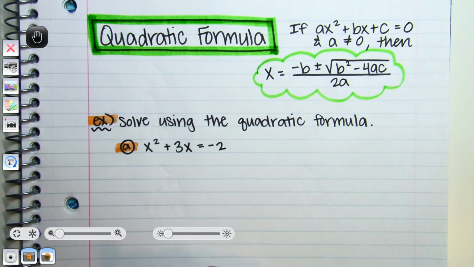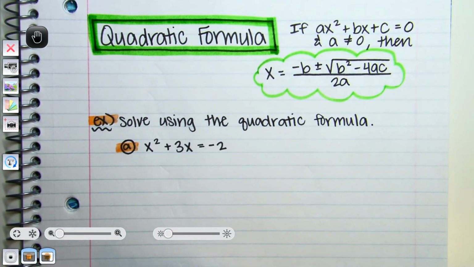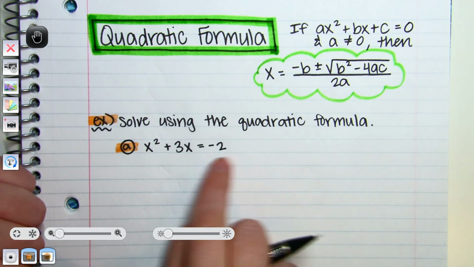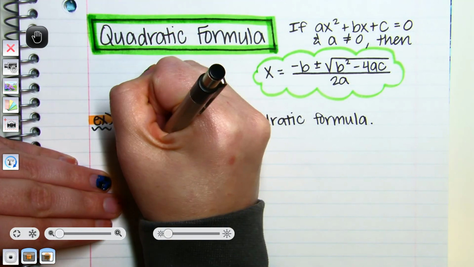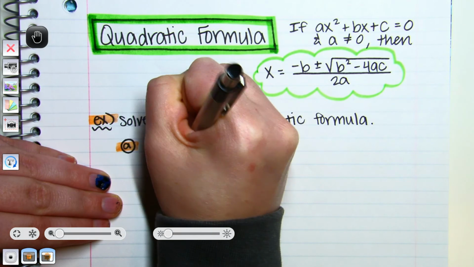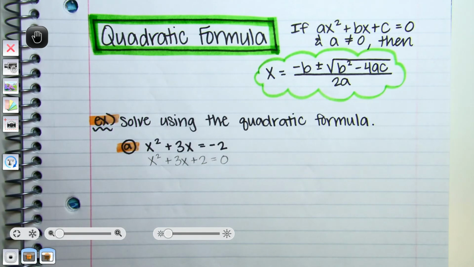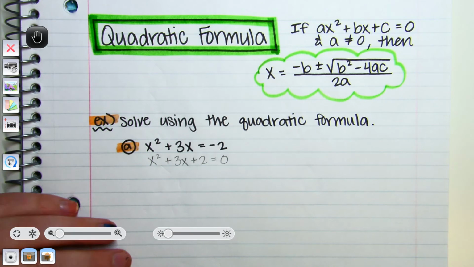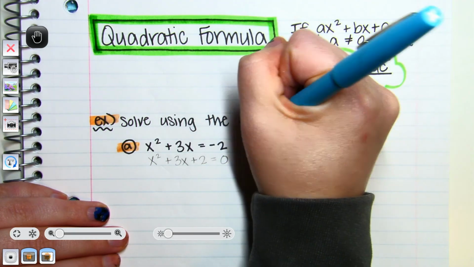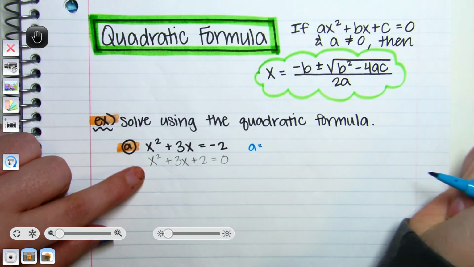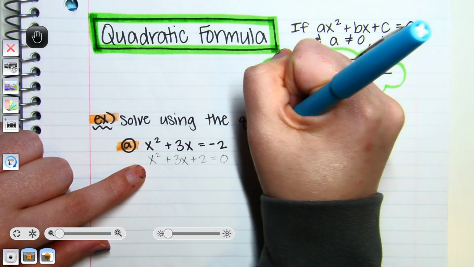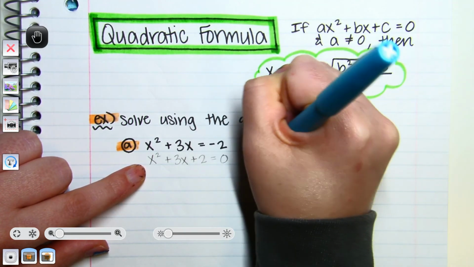Good, you should have said the negative 2, add 2 to both sides, put the c value over any variation of that. So I'm going to rewrite this so that the 2 is over here with everything else. So x squared plus 3x plus 2 equals 0. Now, for the sake of making sure we keep our values straight, I'm going to write down what a, b, and c are equal to. So a is whatever's in front of x squared, so 1. B is 3. C is 2.